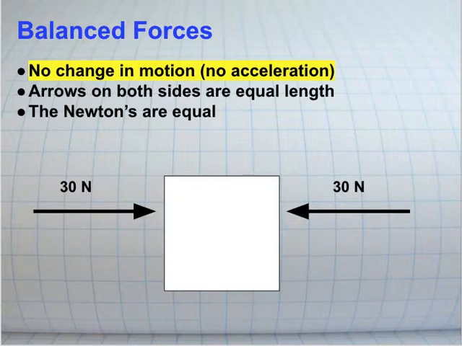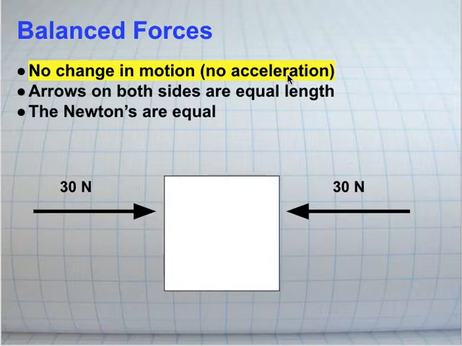So if you look at this force arrow diagram here, you can clearly see that the force going in the right direction is equal to the one that's pushing or pulling it in the left direction. When that happens, we can say that the forces are balanced. Now, what does that mean for an object's motion? Well, what we can say is that there's going to be no change in motion, or no acceleration, when the forces are balanced.